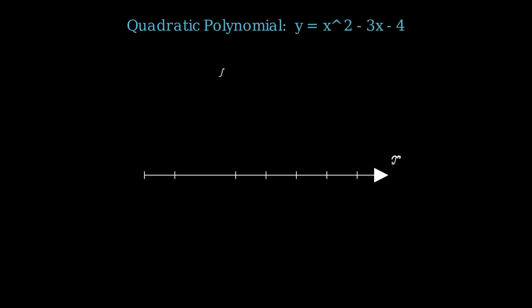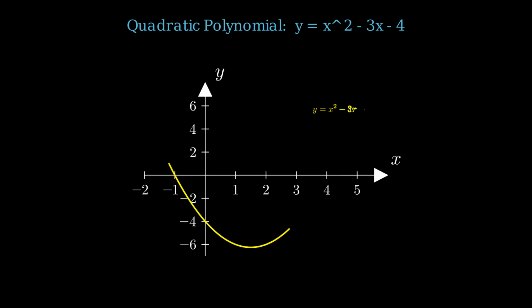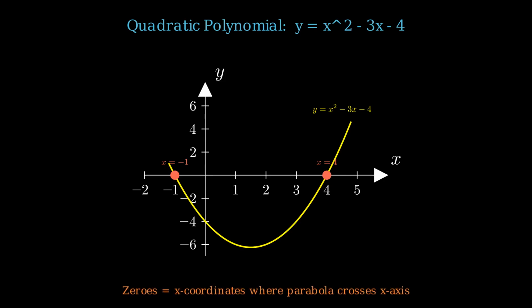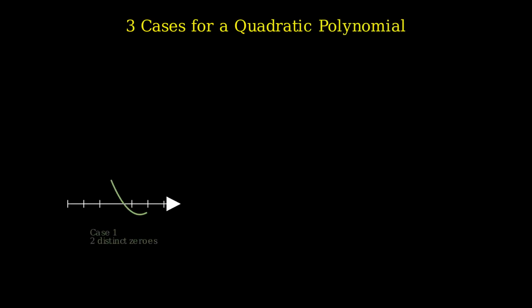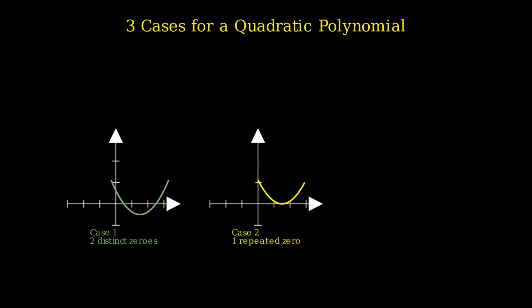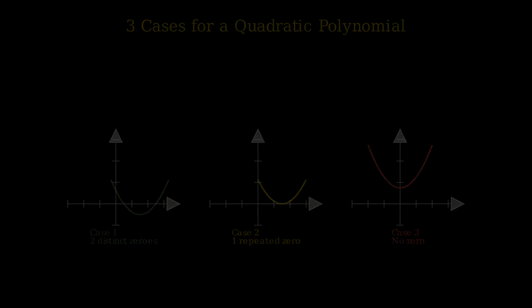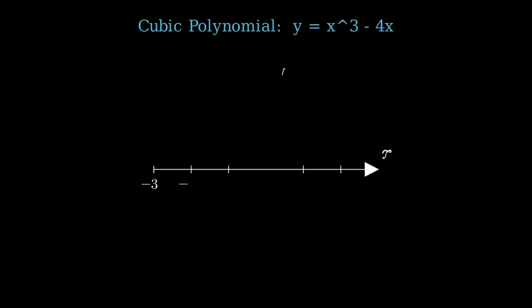Now let us look at the quadratic polynomial y equals x squared minus 3x minus 4. Its graph is a U-shaped curve called a parabola. This parabola crosses the x-axis at 2 points, x equals -1 and x equals 4. These two x-coordinates are precisely the two zeros of the quadratic polynomial. Notice that in general there are three possible cases for a quadratic parabola and the x-axis. In case 1, the parabola crosses the x-axis at two distinct points and we get two real zeros. In case 2, the parabola just touches the x-axis at exactly one point, which is called a repeated zero or a zero of multiplicity 2. In case 3, the parabola does not touch the x-axis at all and there are no real zeros.